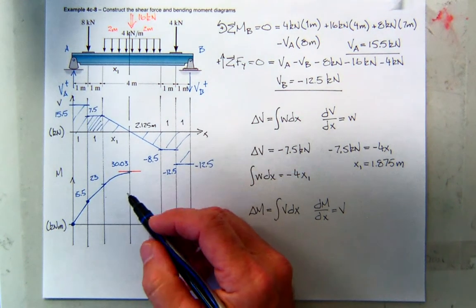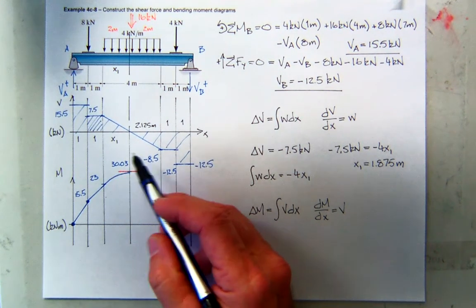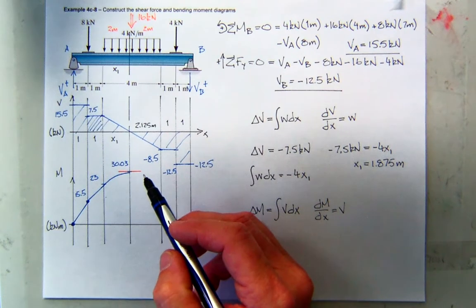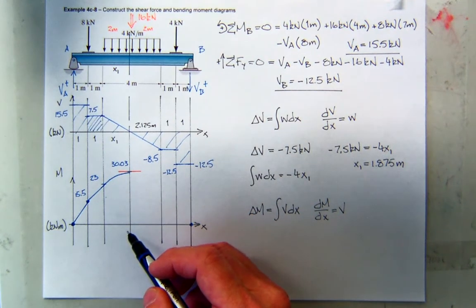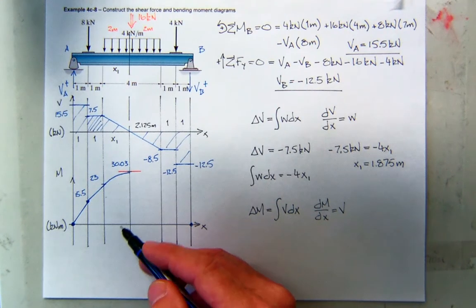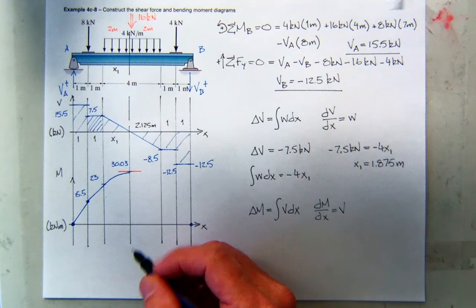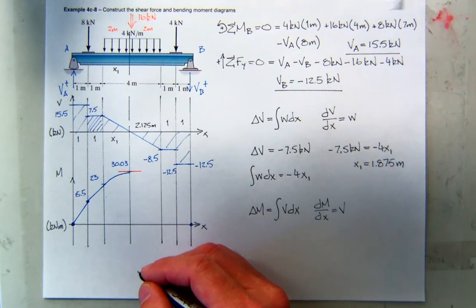So we already know that this is going to be the maximum moment, 30.03. And where's it going to occur? 1 plus 1 plus 1.875 meters from the left. So we know where it's going to happen and what its value is. Did that answer your question, Mr. Hall? Yes, sir.